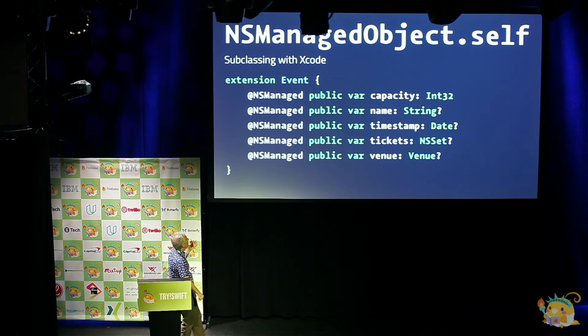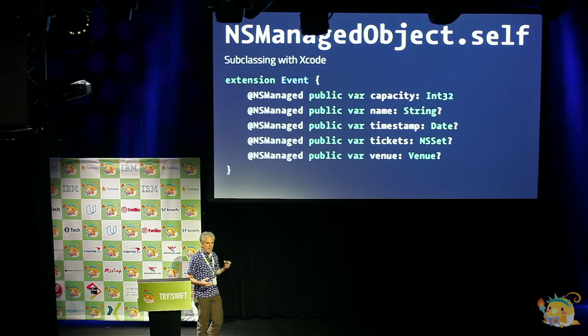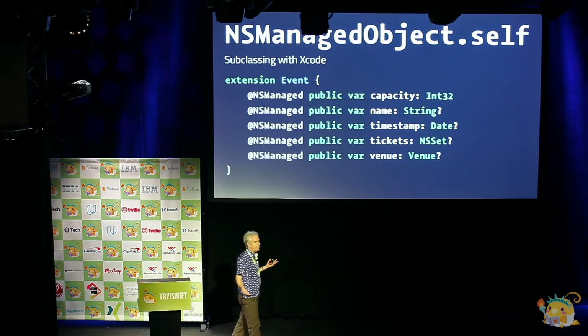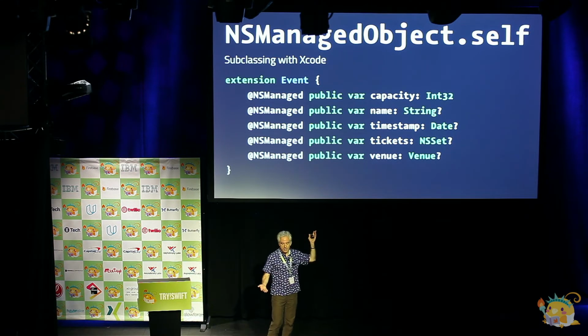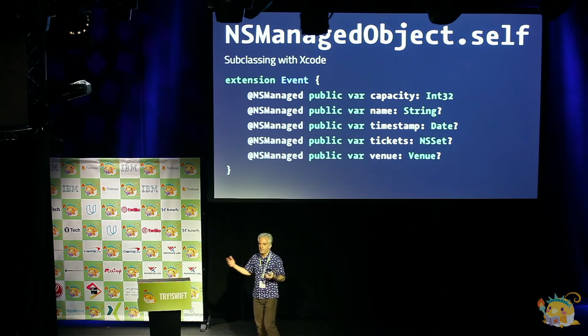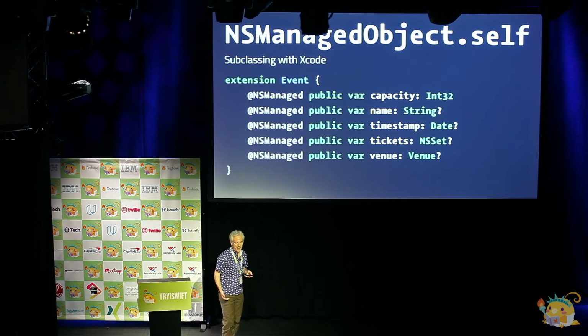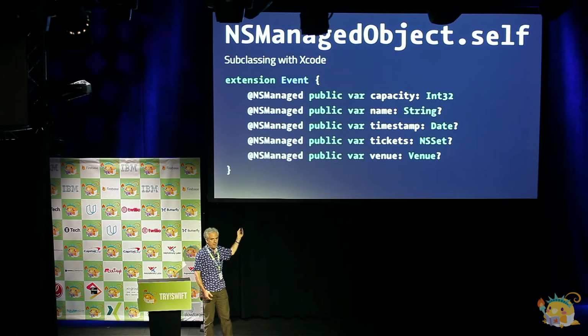Now, I had these properties up before, and I brought this back because there are some details here you might not have noticed. The thing which seems weird if you're used to Swift is that this is an extension, but it's declaring what seem to be stored properties. How is that possible? That's because of this mysterious thing, @NSManaged, at the beginning.